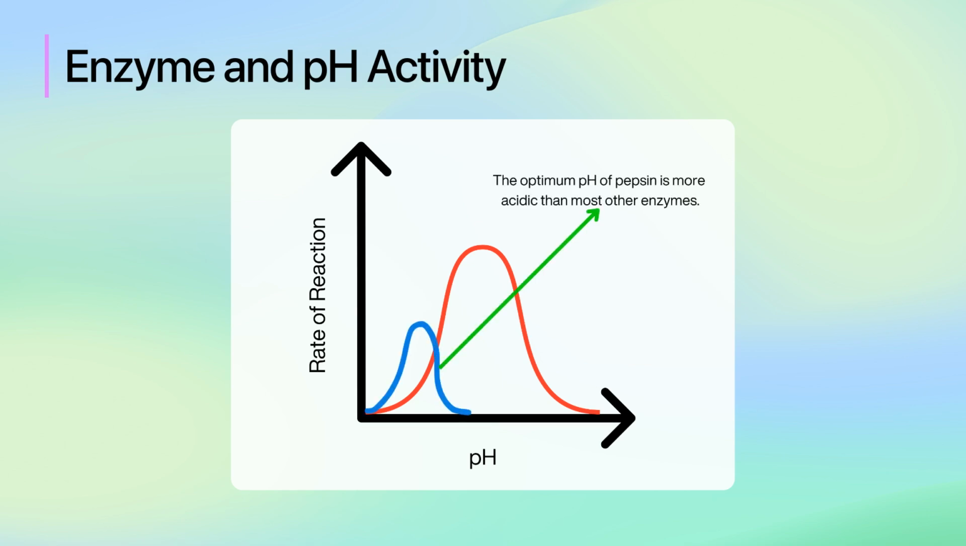For example, pepsin is an enzyme that works in the stomach to catalyze the breakdown of proteins. Remember that the stomach produces hydrochloric acid to kill bacteria, therefore it is an acidic environment. This is why pepsin's optimum pH is lower, or more acidic, than most other enzymes.